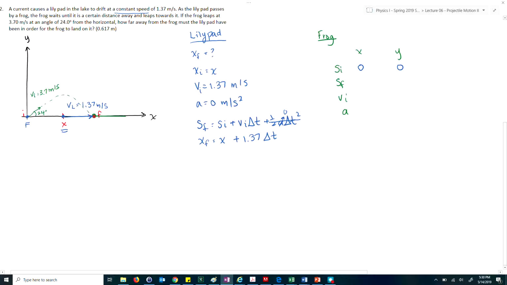So what is the final position of the lily pad? Well, we just found it over here. Because we want the frog to land on top of the lily pad, we want it to have the same final position as the lily pad does. So the lily pad's final x position is x plus 1.37 delta t.